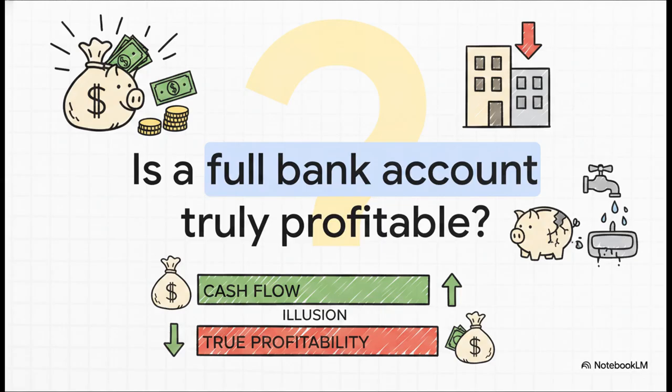This is what we call the illusion of cash flow. A full bank account right now might literally just mean a tenant prepaid their rent for the next 3 months. So you might feel incredibly rich today, but that cash balance could actually be masking a fundamentally failing property that's draining money on operations behind the scenes.